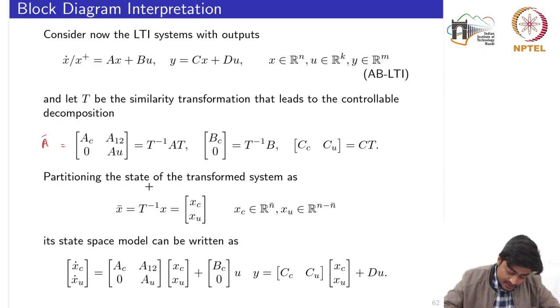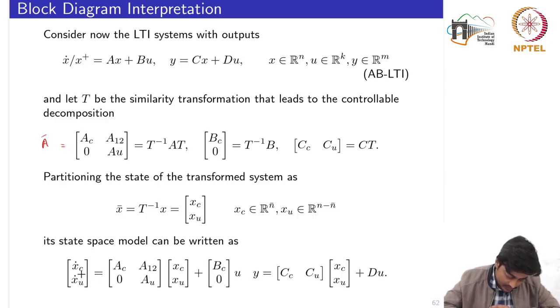Okay, and partitioning the state of the transformed system as XC and XU. So the idea of introducing C and U in the subscripts of the matrices and the vectors from the beginning is to come to this point where we can explicitly show which states are controllable and which states are uncontrollable. Okay, and with respect to those controllable and uncontrollable states, what are the associated matrices? So AC is associated with the vector XC, and AU is associated with the state vector which is uncontrollable.